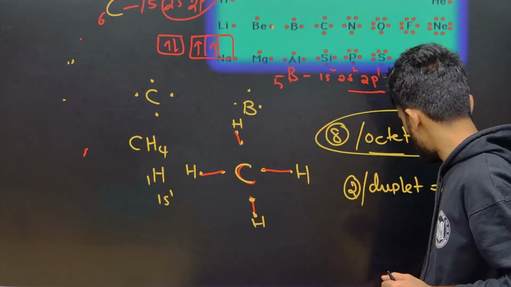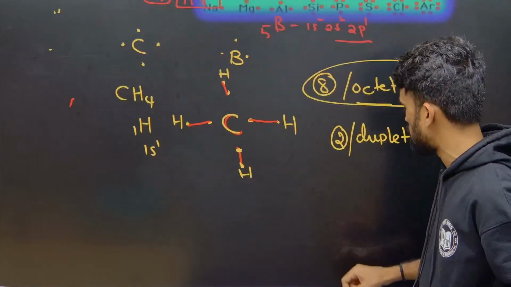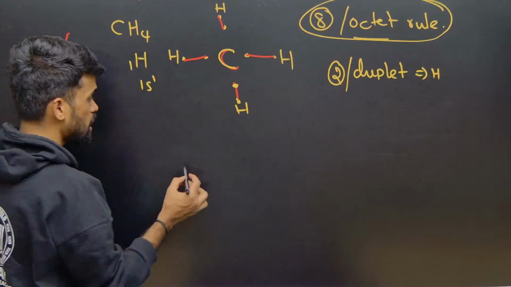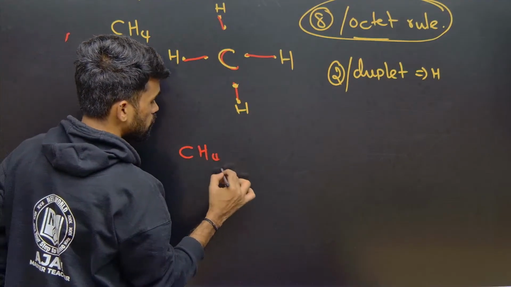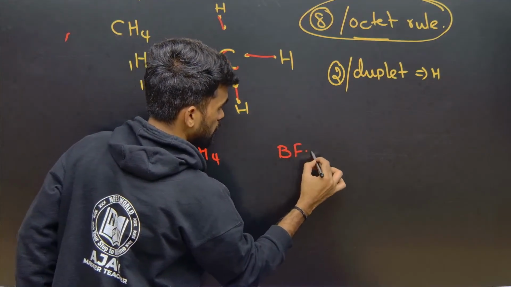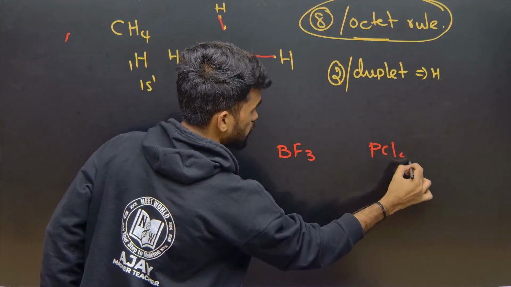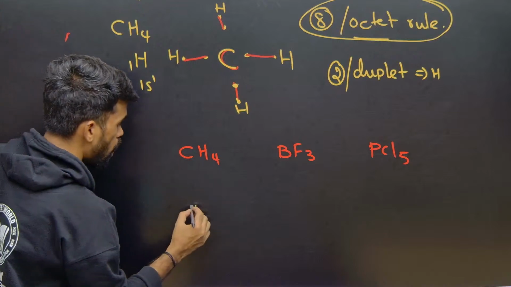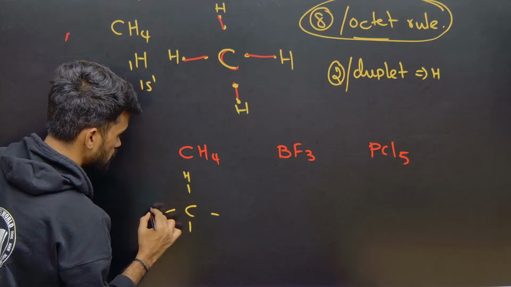Now there are some limitations. You should expect what the limitations are. See, there are some compounds. For example, I am writing CH4, BF3 and PCl5. If I want to compare these three things, just now I have shown you methane is having octet configuration, something like this.